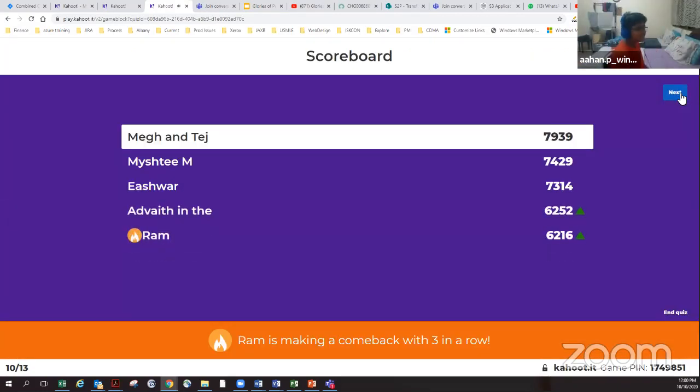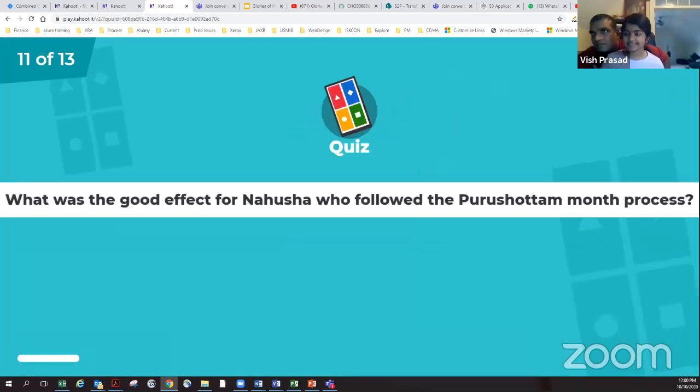They're all Munis. They should put options like Vishnu or something. Advait also said Muni, guys. Okay, Ram is making a comeback with 3 in a row. Good job, Ram. Ram is coming back in third place. Okay, next question.